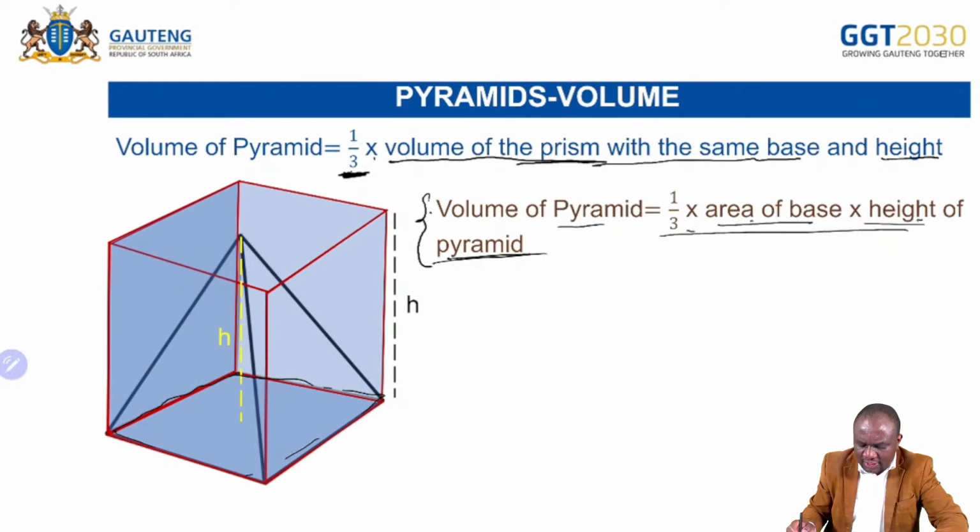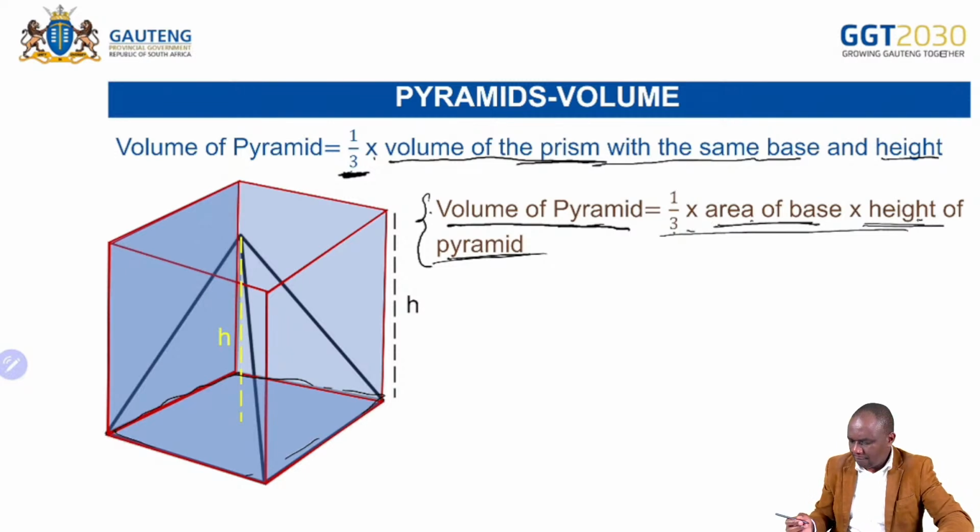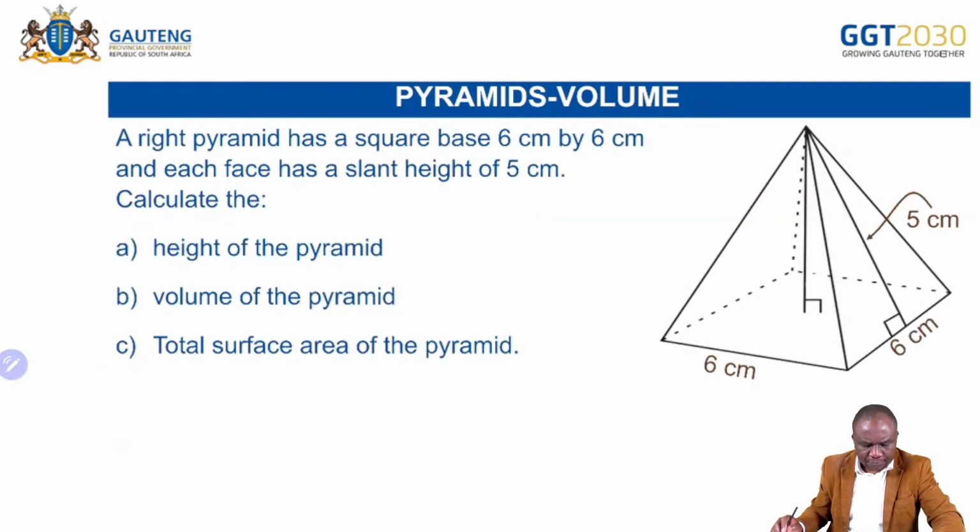Right, welcome back, grade 10. We're saying the volume of the pyramid is equal to 1/3 times area of the base times height of the pyramid. I hope you have that formula by now. So let's go to the activity.